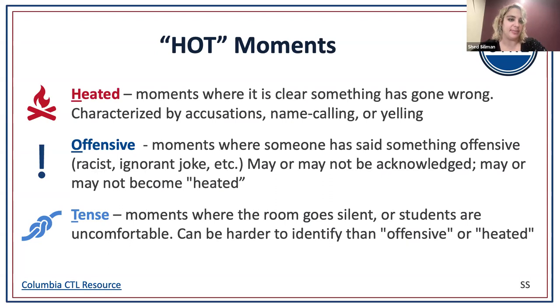And then we have tense moments, which we've represented here with a sort of knotted string or rope, moments where the room goes silent or students are uncomfortable. And this can be harder to identify than offensive or heated, because heated moments, we can probably feel that things are getting really intense and escalating. And offensive moments, we can often tell when someone has said something that hurts another person deeply or dehumanizes them. A tense moment can be a little harder to locate.